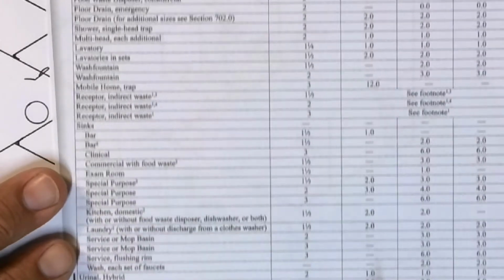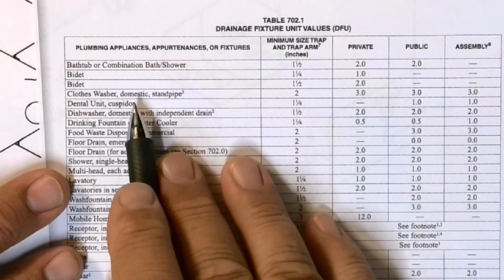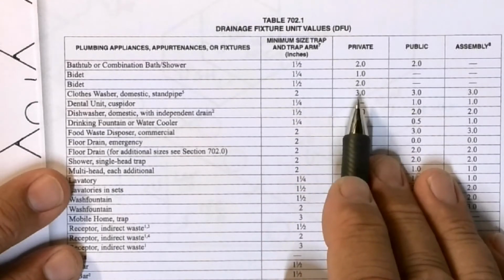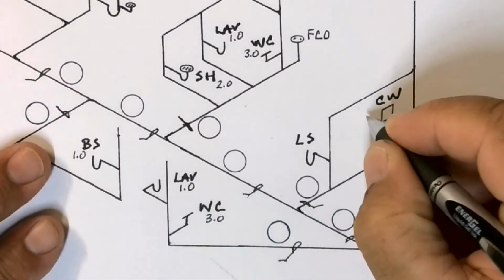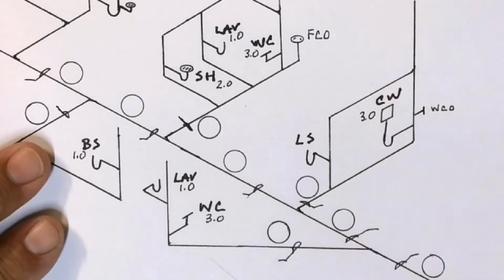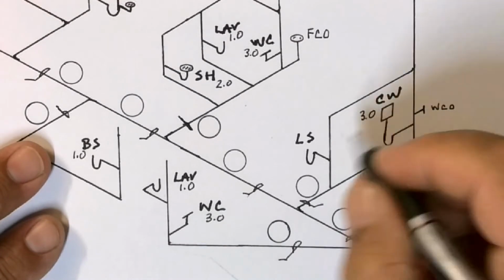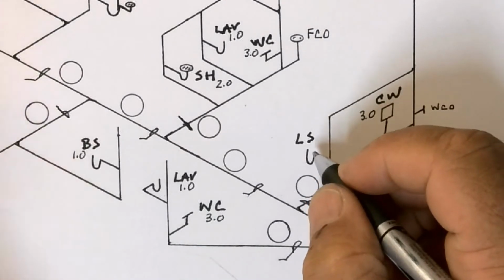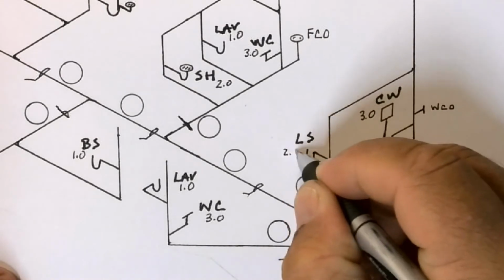Okay. Now let's look at the clothes washers. Since we're here, we'll go ahead and take a look at the clothes washer. Clothes washer is 2-inch trap and trap arm with 3 fixture units. And obviously, if you have a 2-inch trap and trap arm and a 3 fixture unit value, this thing's pumping out the discharge. It's a steady volume coming out intermittently whenever you run it. And then the laundry sink is 2.